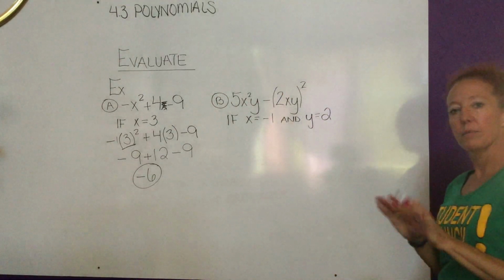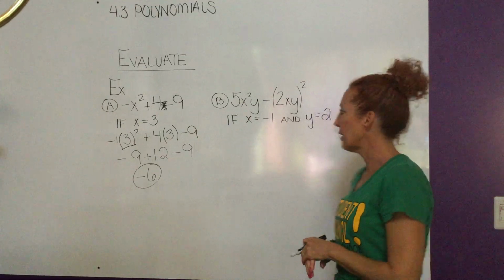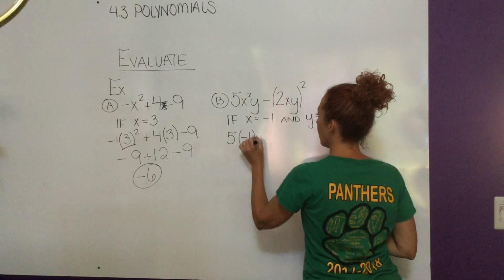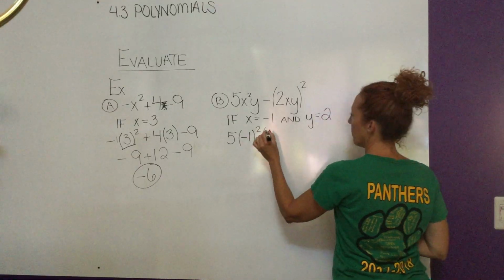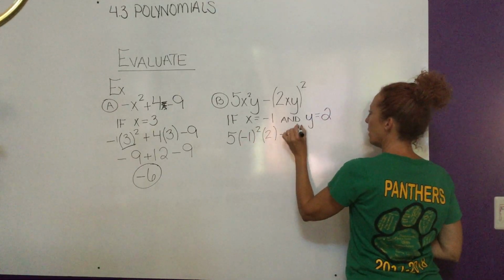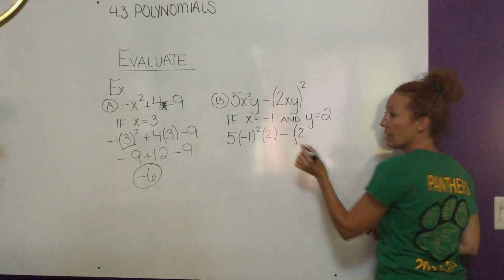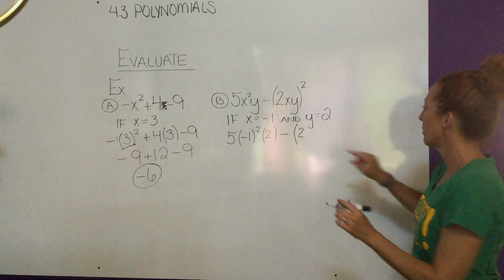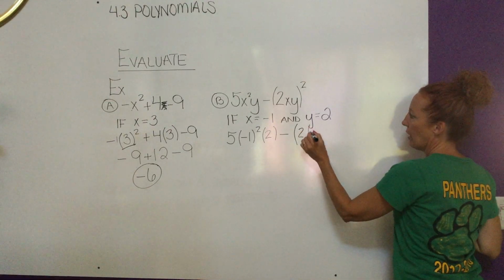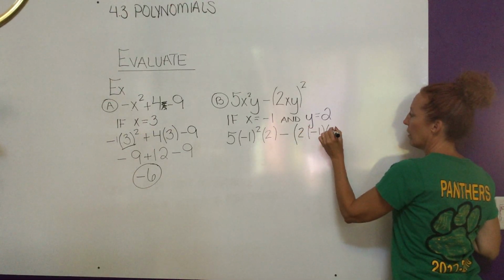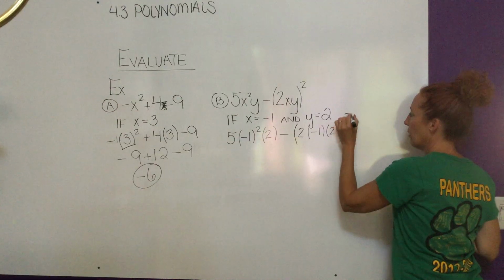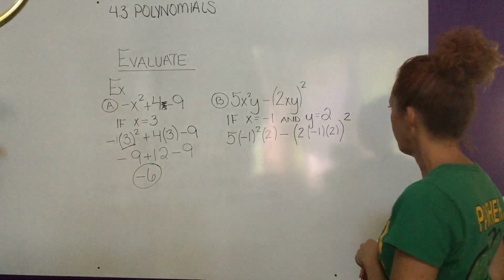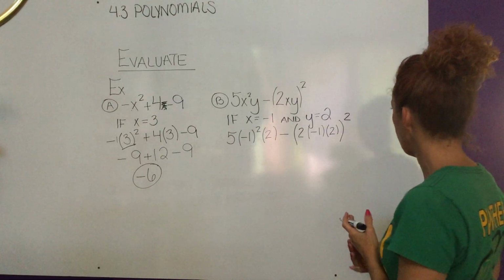Over here, we're going to substitute in both for x and y at the same time. So 5, negative 1 squared times 2 minus parenthesis, we're going to have a double set of parentheses here, so we have a parenthesis there, and then the 2 comes down, and then we will have negative 1 times 2 here, like that. All right, there's a lot of 2's out there on the board. You might need to watch this one more than once.